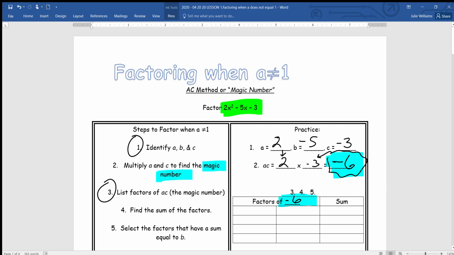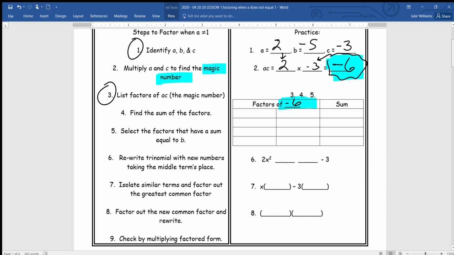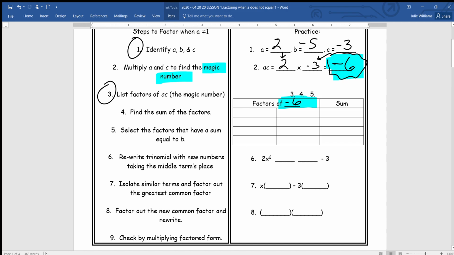Okay, so now this is where it's similar to what we've done before. You can hear my husband in the other room talking to his kids.